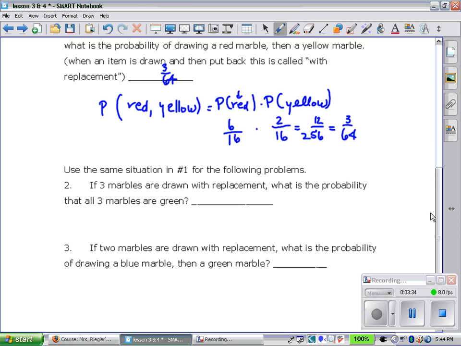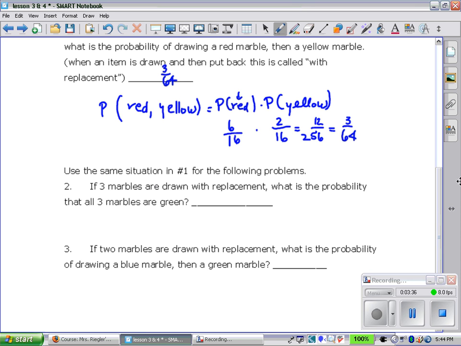Okay, same situation. Now in this case, we'll use green since we're talking about green marbles. If 3 marbles are drawn with replacement, so one is drawn, put back in, draw another, put it back in, draw another, what is the probability that all 3 marbles are green? So we want the probability of green, green, and green. That means the probability of getting a green marble times the probability of getting a green marble times the probability of getting a green marble.